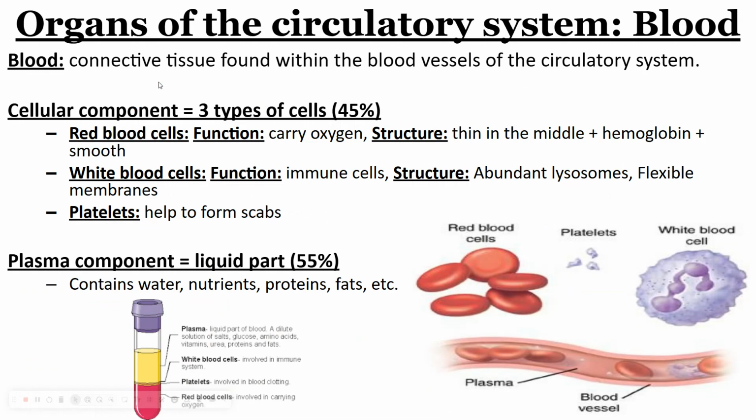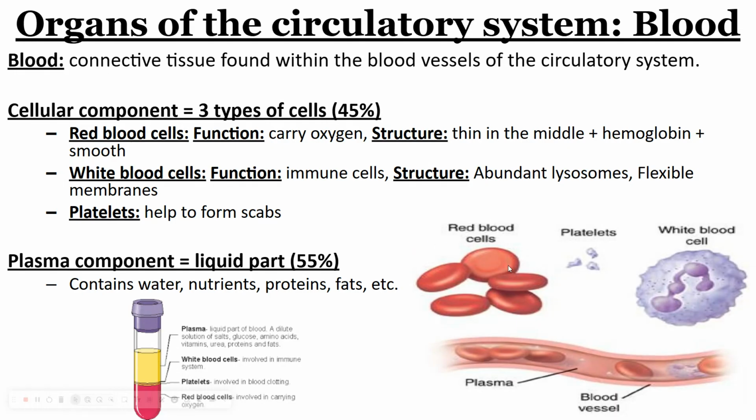Then we'll talk about the blood briefly. So the blood is not an organ, but it's more a connective tissue. It's found within the blood vessels, and it's made up of three different specialized cells. There's actually two main components to the blood. There's a cellular part and a plasma part. The cellular part makes up 45% of the blood, and that's the specialized cells that make it up. The plasma part is the liquid part of the blood. It makes up about 55% of the blood. That's basically water, nutrients, proteins, fats and other things. So lots of plasma in there.